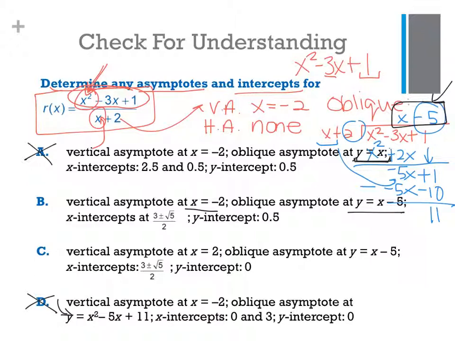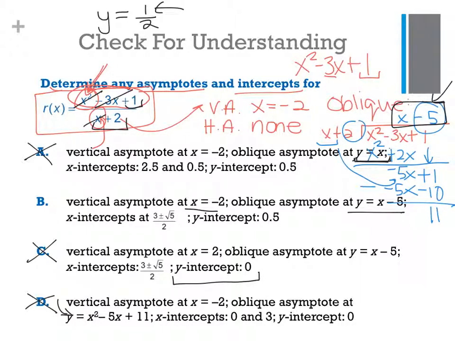probably determine the y-intercept next. If I substitute in 0 for x, I get a 1 over 2, because 0 here, and 0 here would just make all those terms 0. So 0 squared minus 3 times 0 plus 1 gives me 1 on top, and 0 plus 2 on bottom gives me 2, so my y-intercept is at 1/2. So right here, answer C is incorrect because it states that we have a y-intercept of 0.